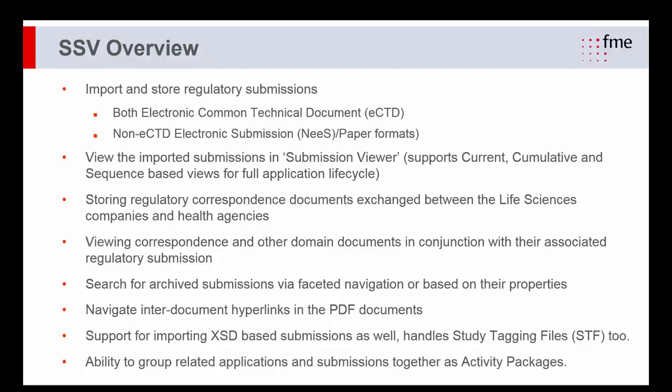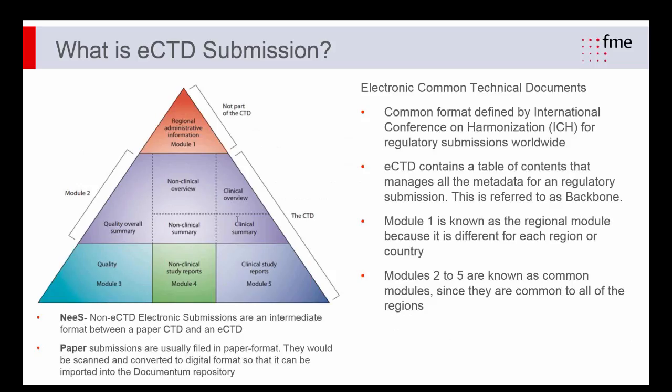just a little recap of what is an eCTD submission. So it's made up of the 5 modules. The electronic common technical document is based on ICH, so regulatory submissions worldwide. The eCTD contains a table of contents. It manages all of the metadata for a regulatory submission. So this, as Hubert mentioned, is that XML backbone. So this is where all the structure is behind that eCTD hierarchy. So module 1 is known as the regional module, because there's different documentation for each region or country, and 2 through 5 are known as more common modules, since they're common across all the various regions.